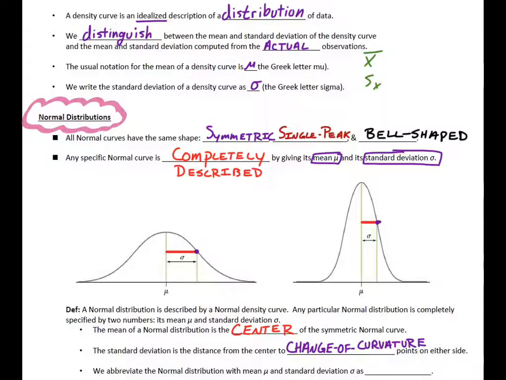Okay, and then the last little bit here. We abbreviate normal distribution. You'll see this throughout the course. We abbreviate the normal distribution with mean mu and standard deviation sigma, just like this. So if a distribution is normal, you can call it capital N, and then parentheses, you just write the mean and the standard deviation, wherever they are. So mu comma sigma. That's how you can describe normal distributions.